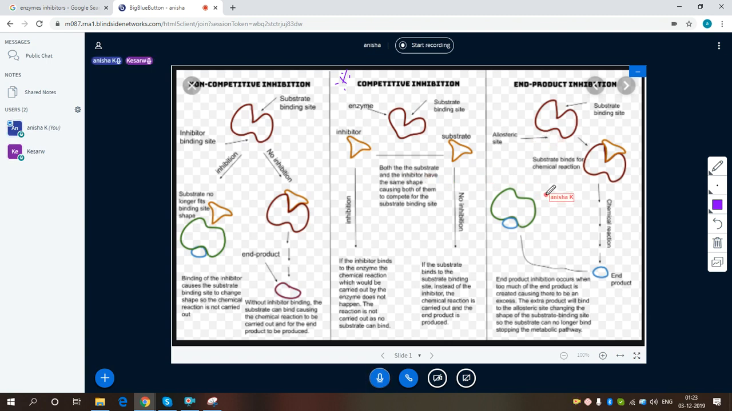And here is the end product of the inhibitor. What do we see here as the end product? We have a substrate binding site. We have a substrate which is binding to an enzyme. We have an inhibitor which is binding to an enzyme. The end product is released from them. That is, the inhibitor is being released out.